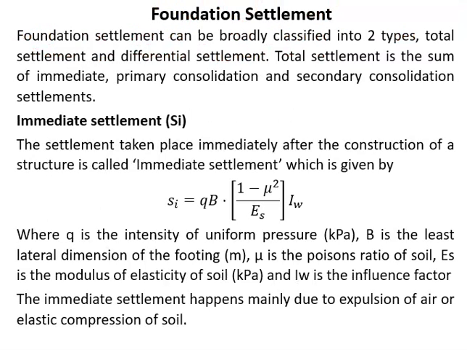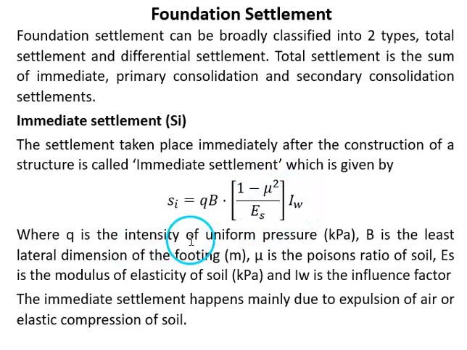Next topic is foundation settlement. The foundation settlement is broadly classified into two types: total settlement and differential settlement. Total settlement is the sum of immediate, primary consolidation and secondary consolidation settlements. Immediate settlement: the settlement taking place immediately after the construction of a structure is called immediate settlement, which is given by q into B into (1 minus mu squared) by Es into Iw.